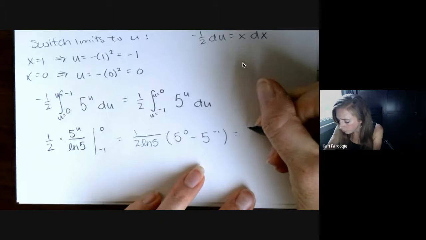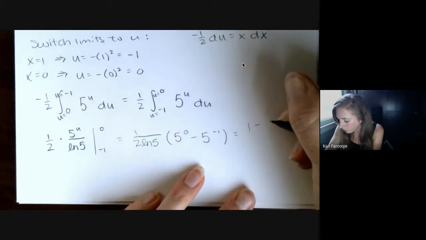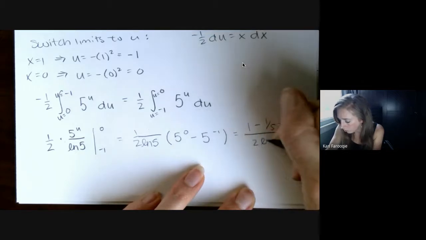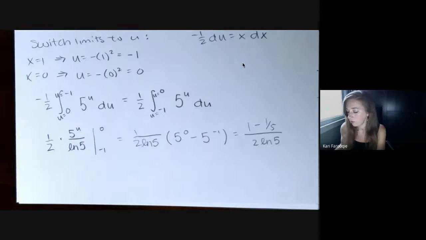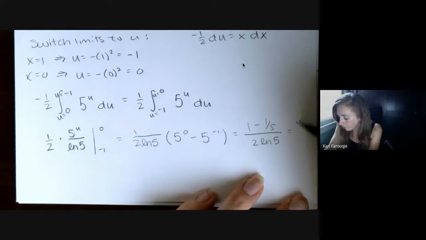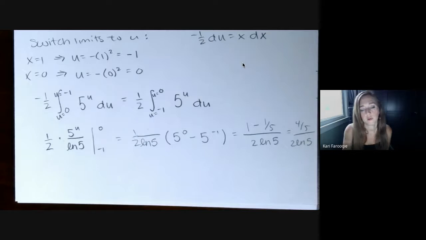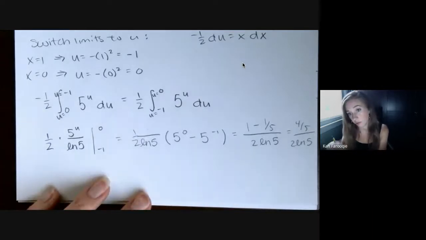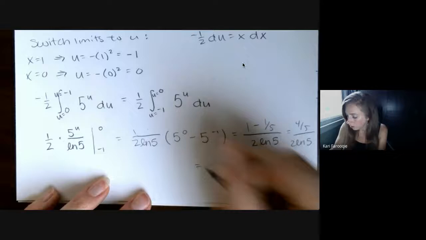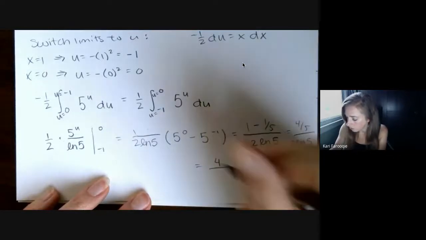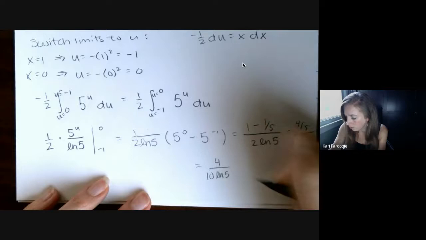5 to the 0 is 1. 5 to the negative 1 is 1/5. And then that's all being divided by 2 ln 5. Well, I guess it's really not that much work to simplify. One minus 1/5 gives you 4/5. And then you can multiply by 5 in the numerator and denominator to simplify the complex fraction. So that will give you 4 over 10 ln 5.